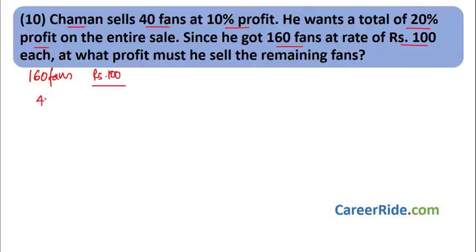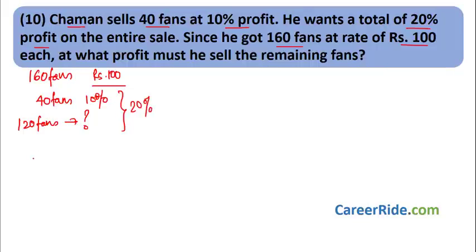Out of that, he sold 40 fans at a profit of 10%. So how many fans are remaining? 120 fans. 160 minus 40. At what percentage profit must he sell them so that the total profit becomes 20%, right?